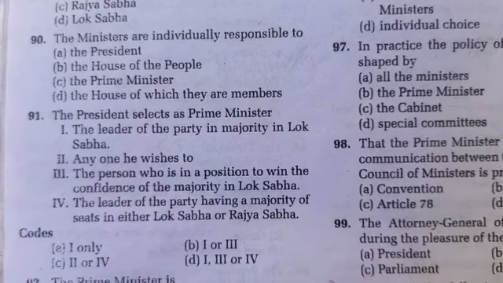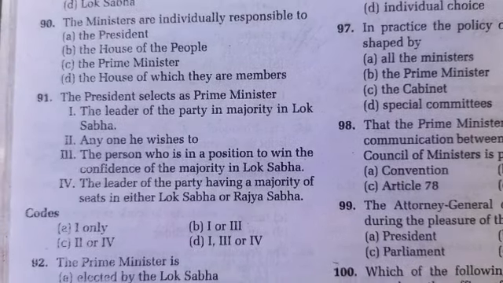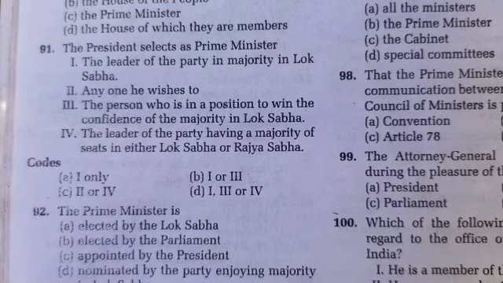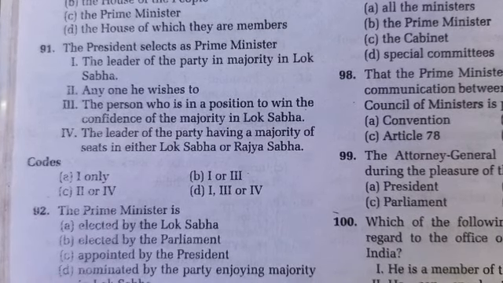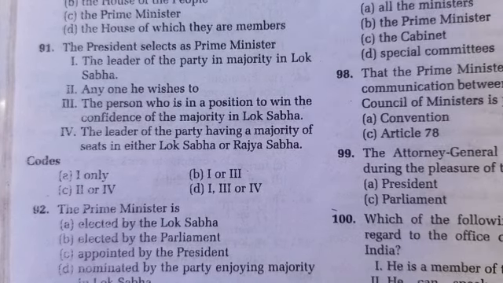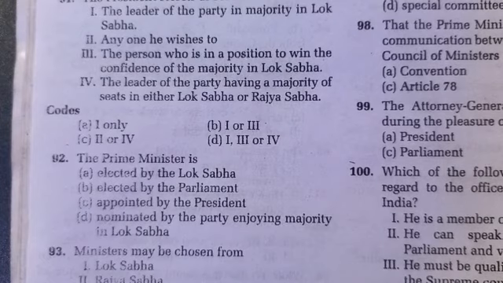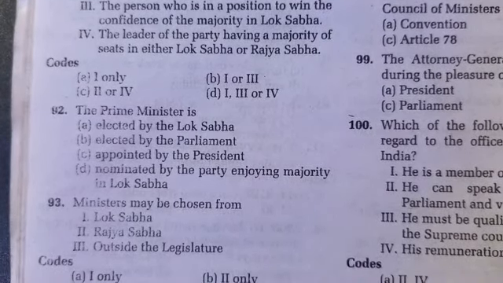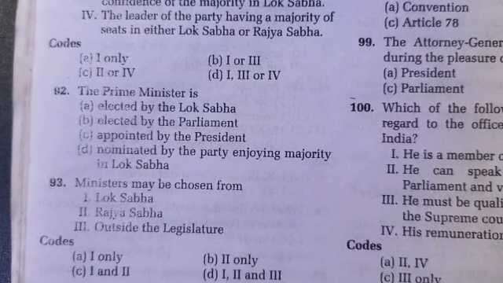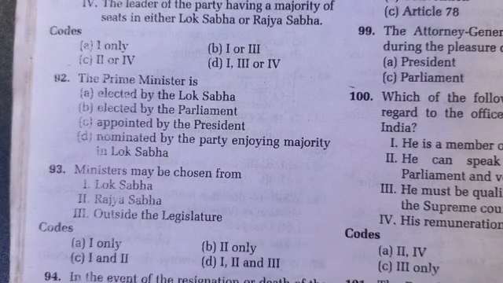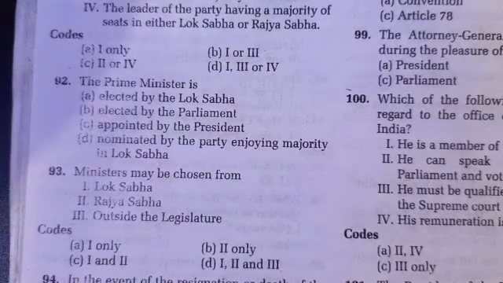1 and 3. The Prime Minister is option C is correct. The Prime Minister is appointed by the President. Minister may be chosen from Lok Sabha, Rajya Sabha, outside the legislature. Which one is correct? So the correct answer is option D. All of the three. He may be from Lok Sabha, Rajya Sabha, or outside the legislature.